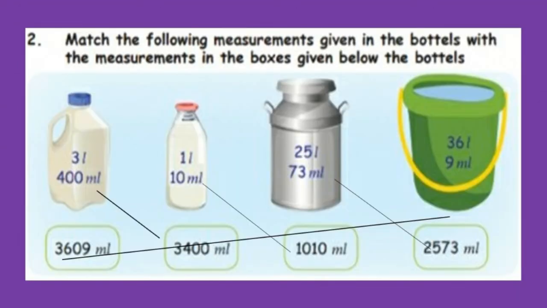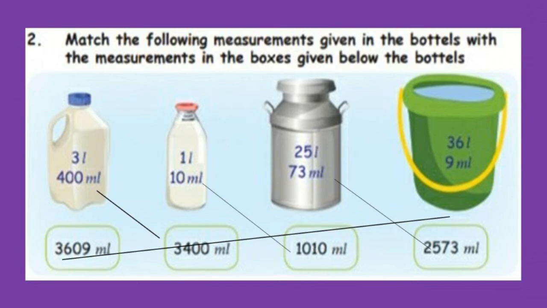Match the following measurements given in the bottles with the measurements in the boxes given below the bottles. First one, 3 liter 400 milliliter. The answer is 3400 milliliter. How can we get this answer? We have to change 3 liter into milliliter. That is 3 liter is equal to 3000 milliliter plus 400. So totally 3400 milliliter. Likewise, we have to calculate all the numbers.